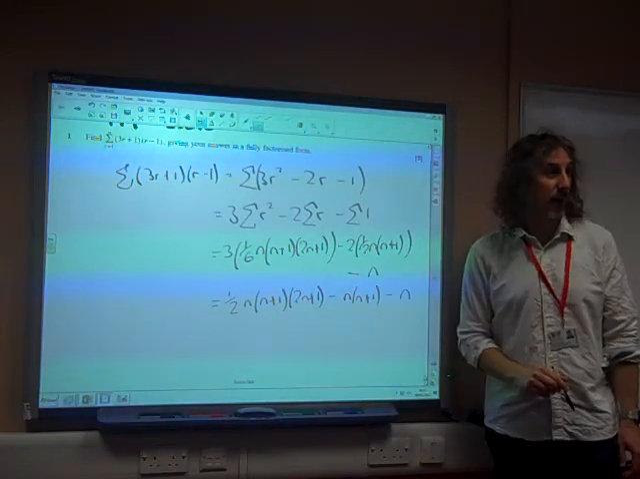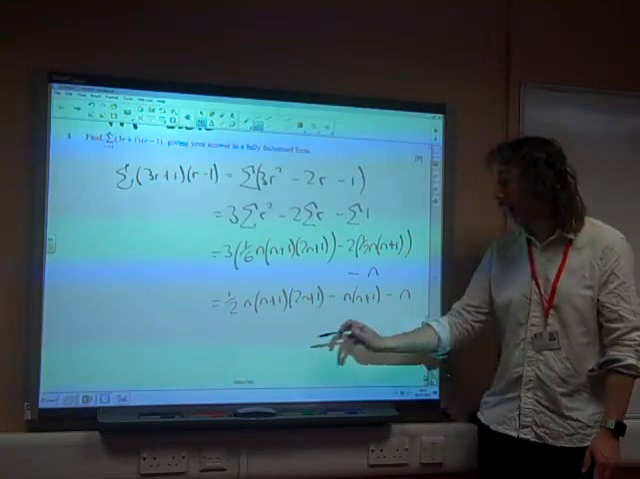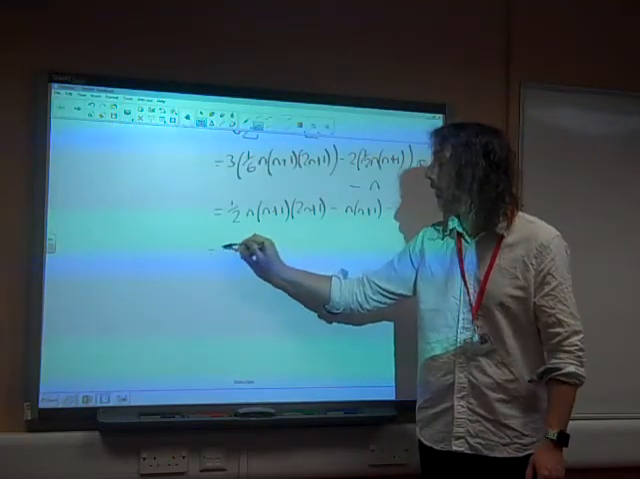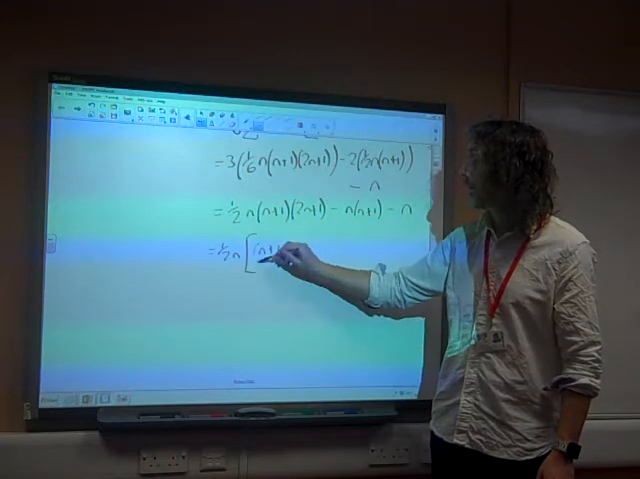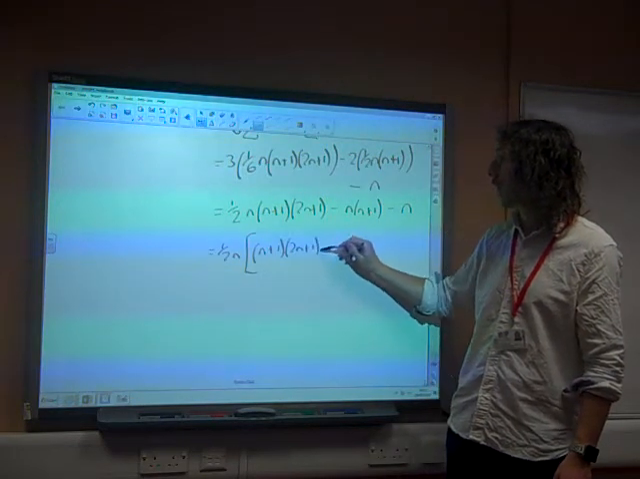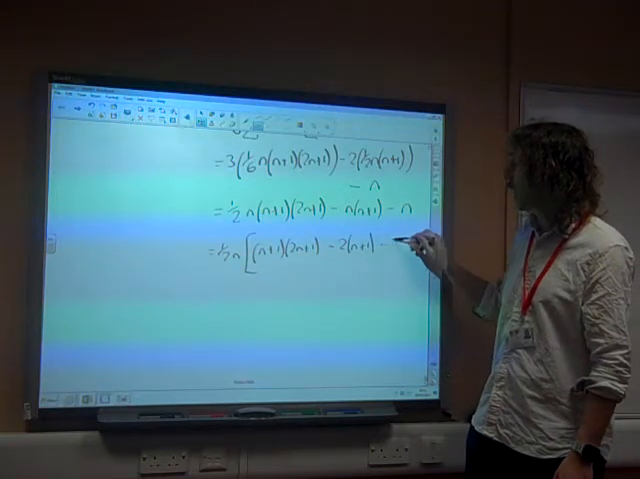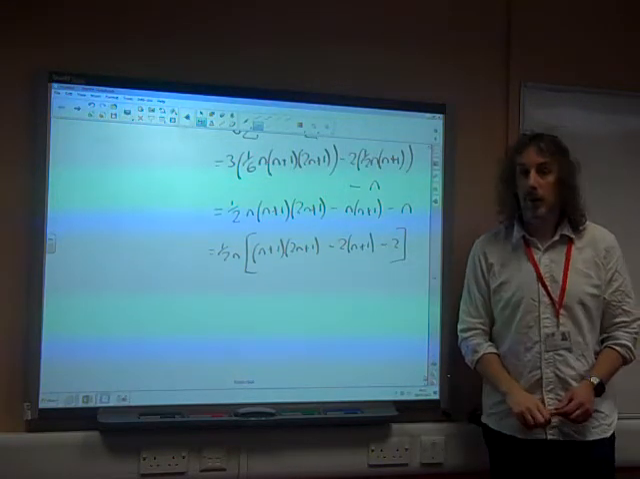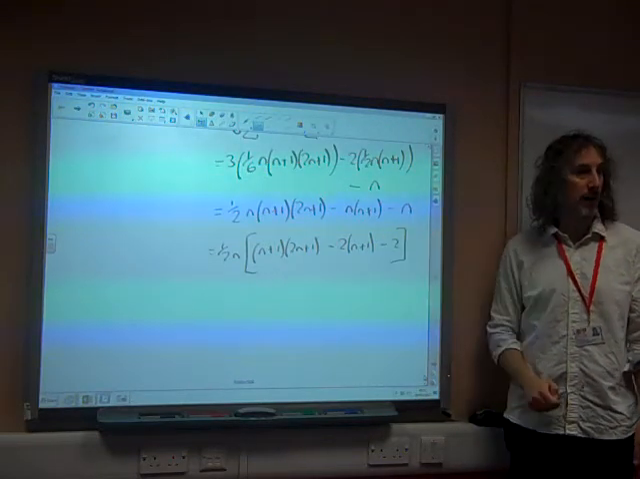We've clearly got n as a factor, haven't we? I think it makes sense at this stage to take 2 out as a half out as a factor as well. So we've got a half n, plus 1, 2n plus 1, minus 2n plus 1, minus 2. Okay, because a half n times minus 2 gives us the minus n.